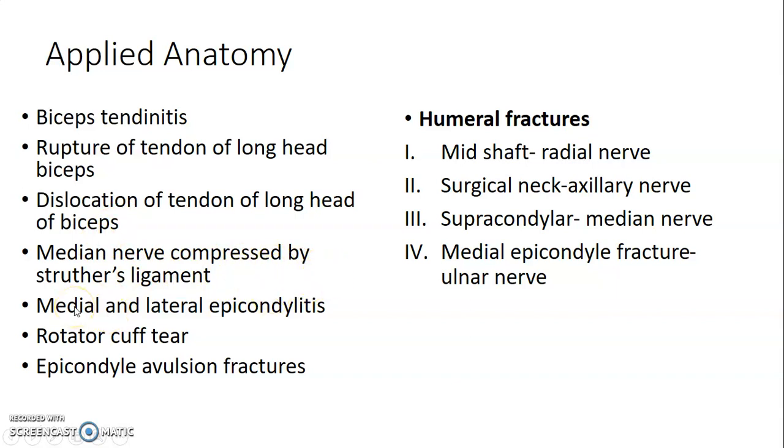You can have medial epicondylitis, like in golfer's elbow, where there is repetitive use of the flexors of the forearm. Then you have lateral epicondylitis in tennis elbow, where you use the extensor muscles of the wrist. Rotator cuff tear involves supraspinatus, infraspinatus, teres minor, and subscapularis. When you have a tear, it affects the stability of the glenohumeral joint.